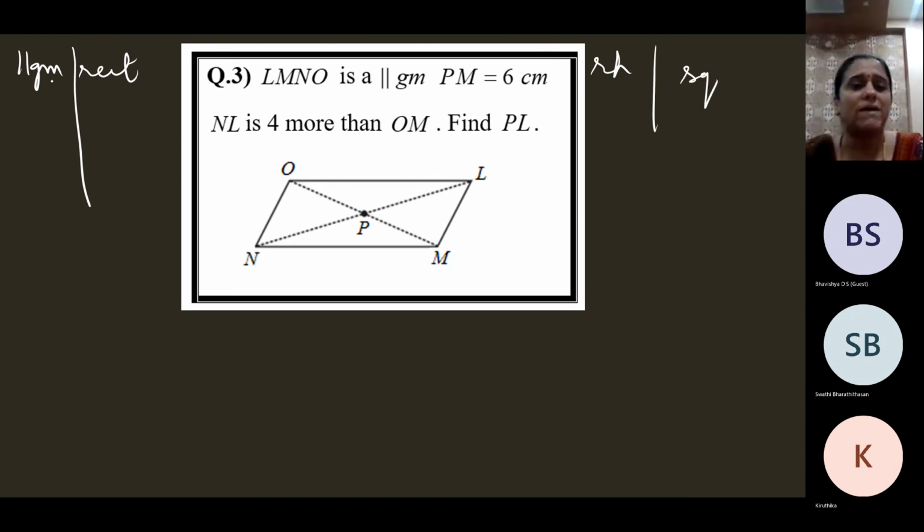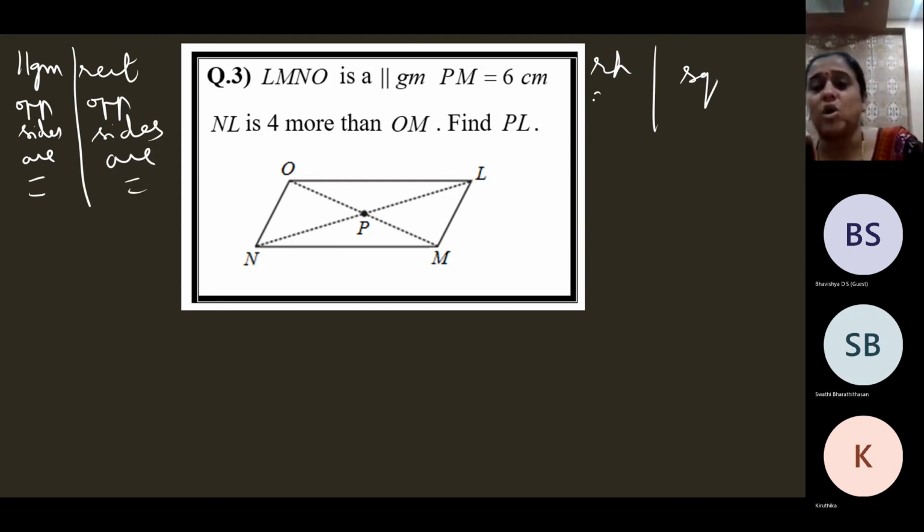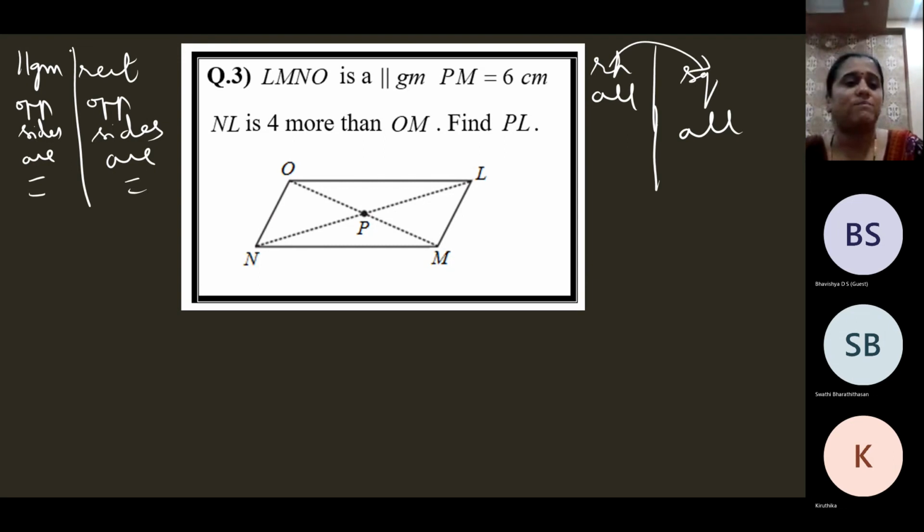Because in a parallelogram, only opposite sides are equal, right? Opposite sides are equal, correct? In a rectangle, also opposite sides are equal. But in a rhombus, all sides are equal. In a square, all sides are equal. So a rhombus can become a square. A parallelogram can become a rectangle easily.